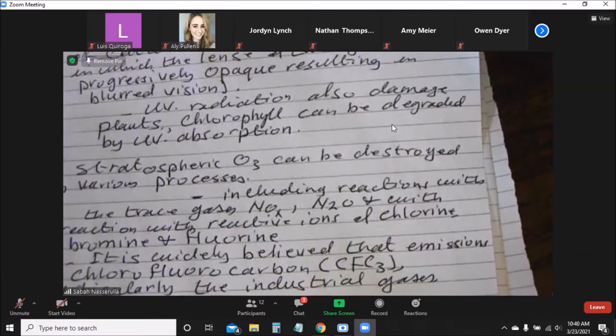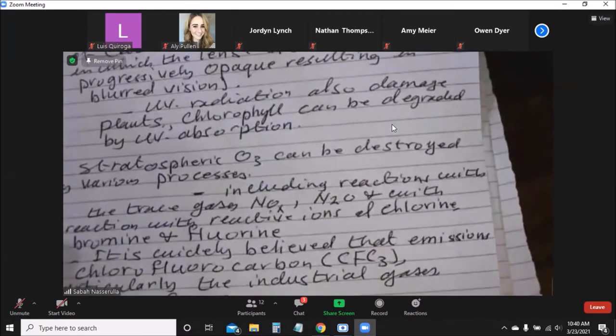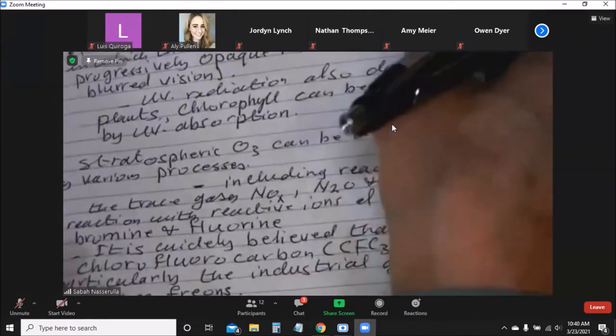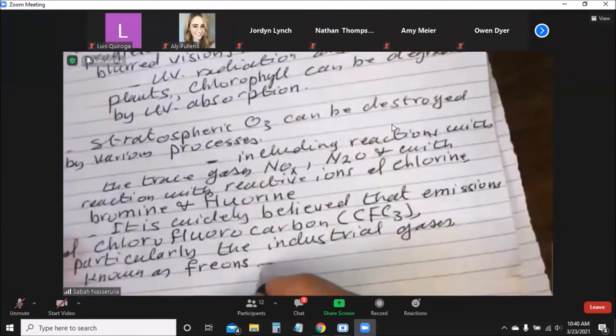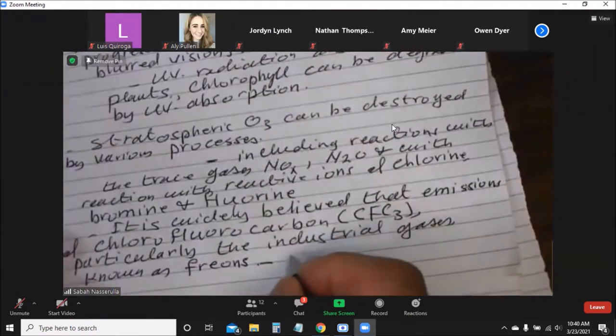Now, what happened here, to explain this effect, is that these are unreactive gases. They can travel through the troposphere, and in the end they reach the stratosphere, and when they reach the stratosphere, by the impact of the ultraviolet, they become very active and destroy the ozone.